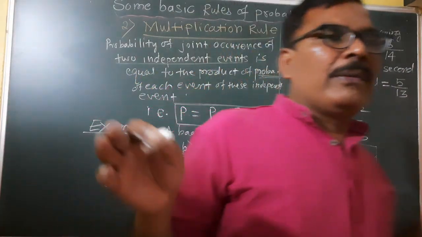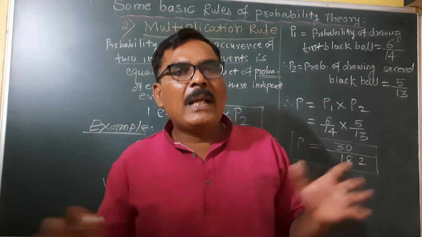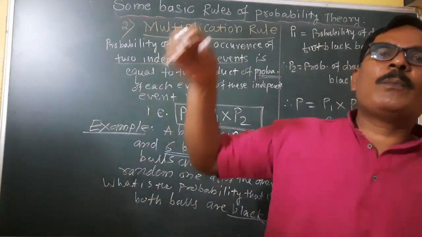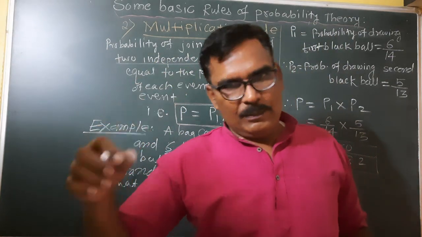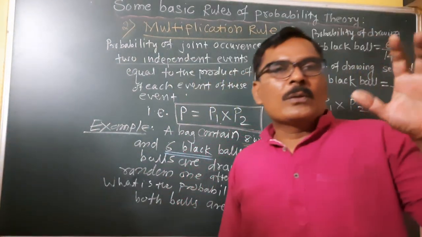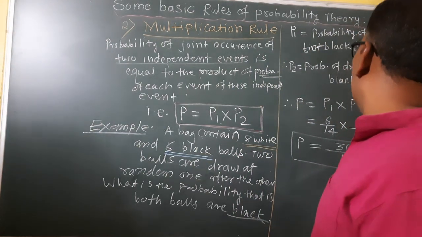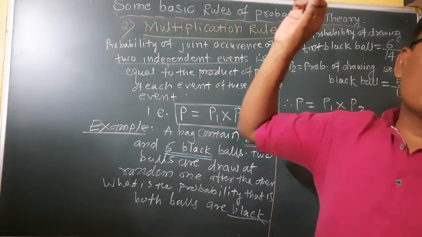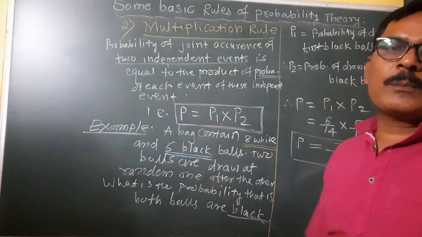On that basis, consider a bag consisting of 8 white balls and 6 black balls. Out of that, first we draw a black ball from the bag. What is the probability? There are 6 black balls and the total number of balls is 14. So 6 upon 14 is the first probability.